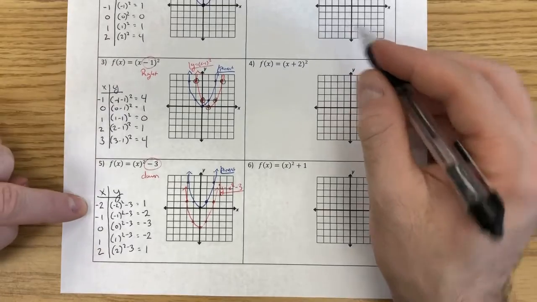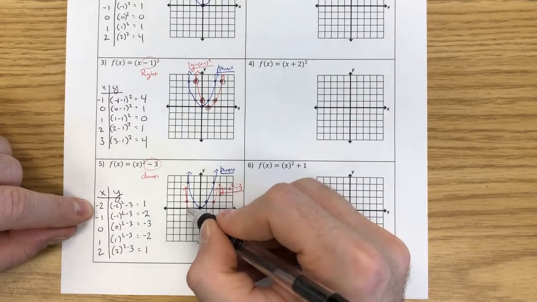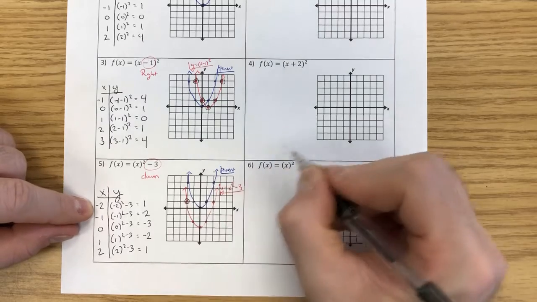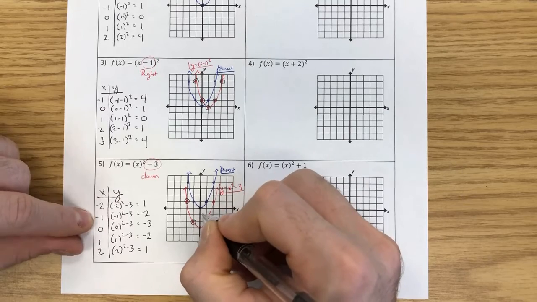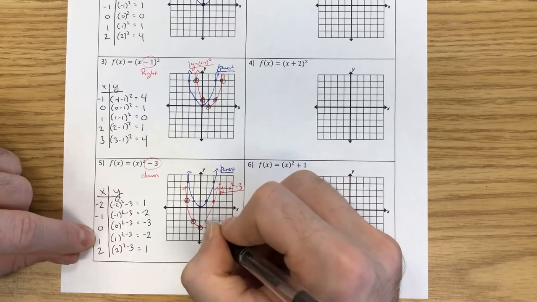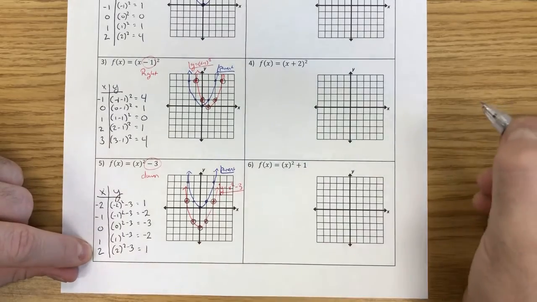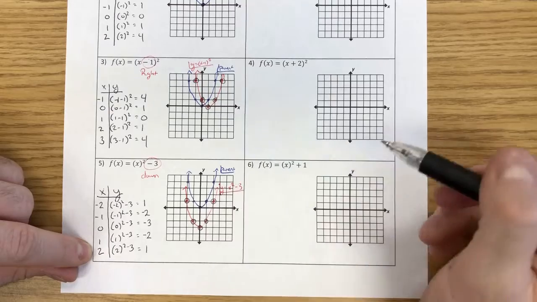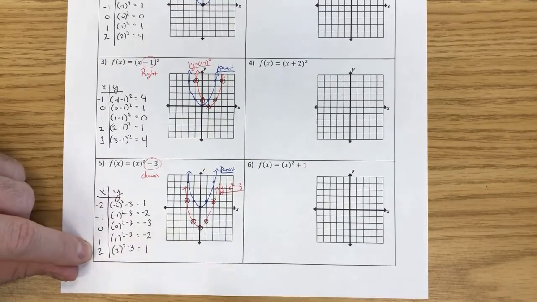So let's check to see if these coordinates are on our new red graph. Negative 2, comma 1, that checks out. Negative 1, negative 2, that checks out. 0, negative 3 checks out. 1, negative 2 checks out. And 2, 1 checks out. All 5 of these points check out simply because we knew to just move the graph down by 3.